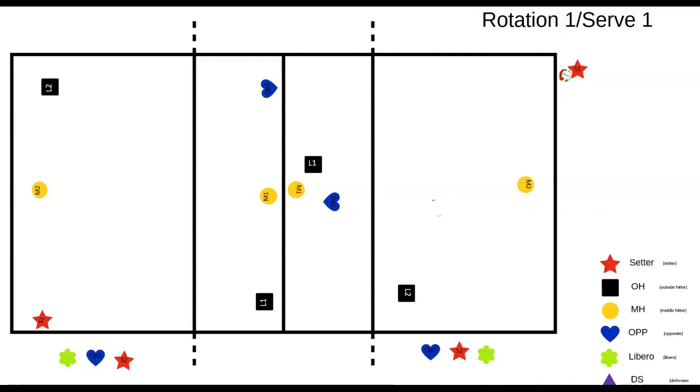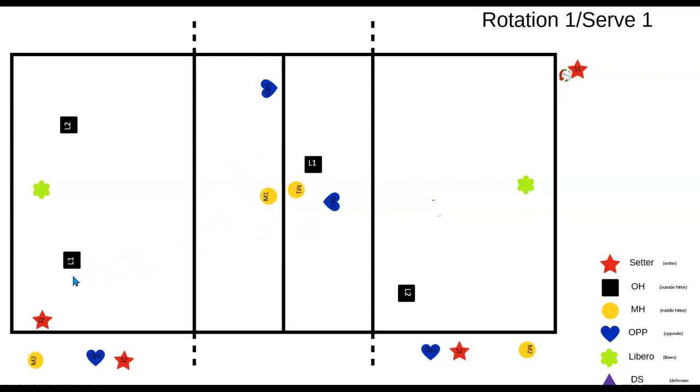This is our liberos going in and our lefts preparing for serve receive. So notice our libero goes in and our L1 pulls back into serve receive. Our L1 is a front row player, and so she has to make sure that she stays in front of the setter and in front of the libero. She also has to make sure that she doesn't cross the middle.